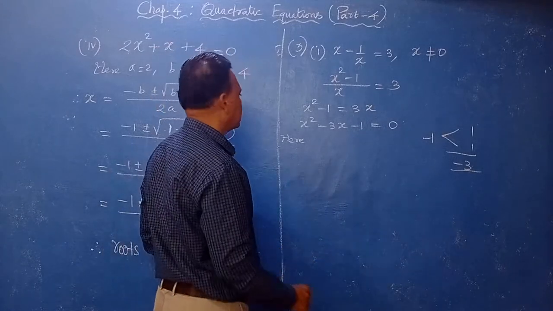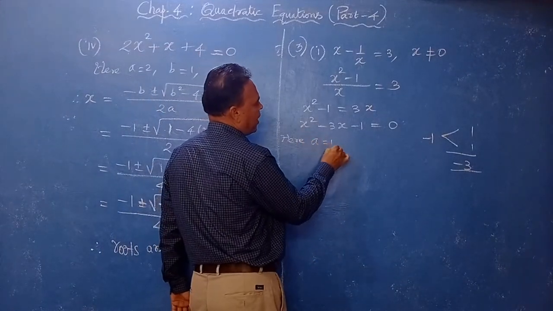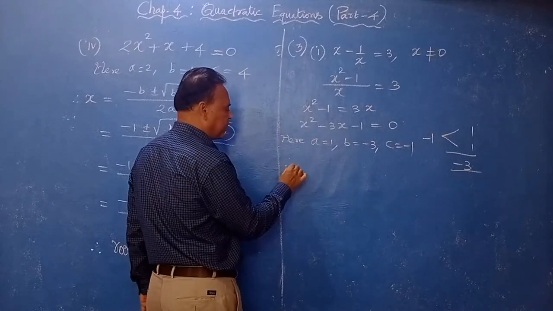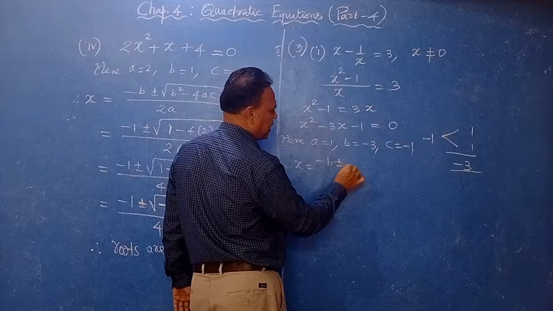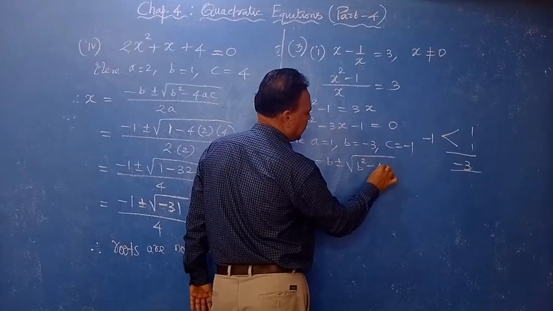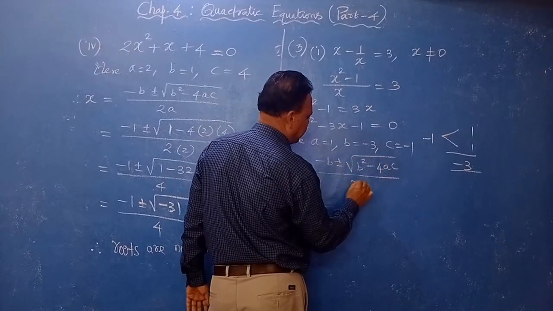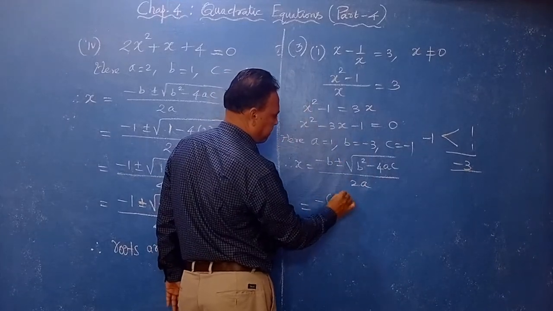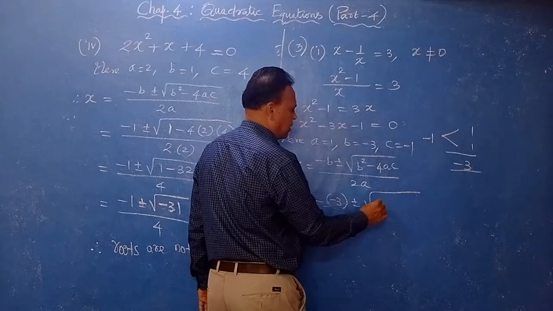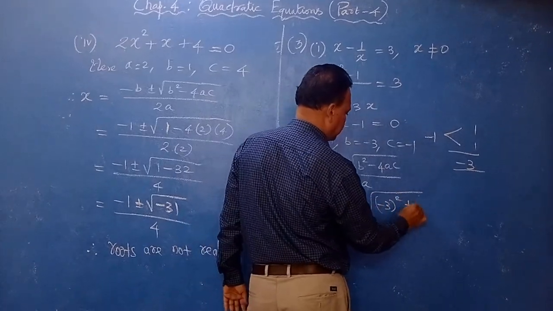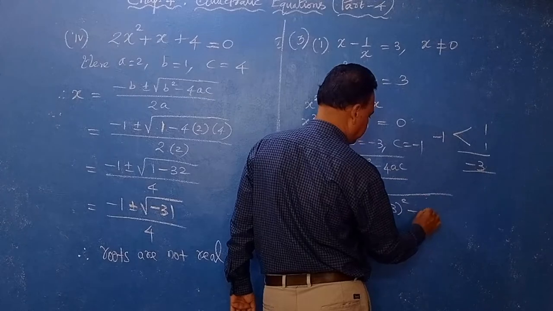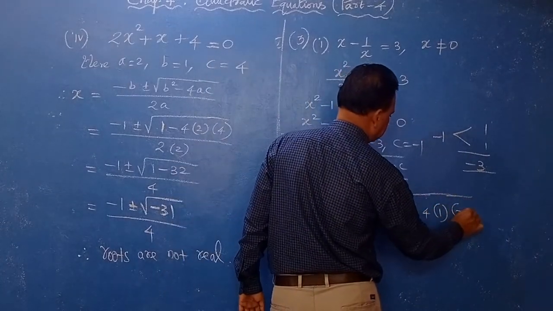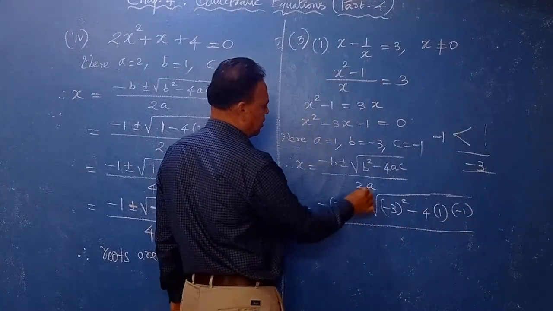Okay. So here A is 1, B is minus 3, C is minus 1. Therefore, x is equal to minus b plus or minus root over b squared minus 4ac, divided by 2a. So, minus of minus 3 plus or minus root over minus 3 the whole squared minus 4 into a is 1, c is minus 1, the whole divided by 2 into 1.